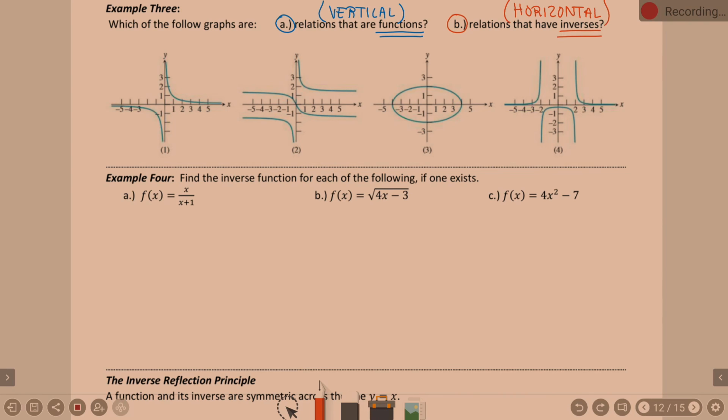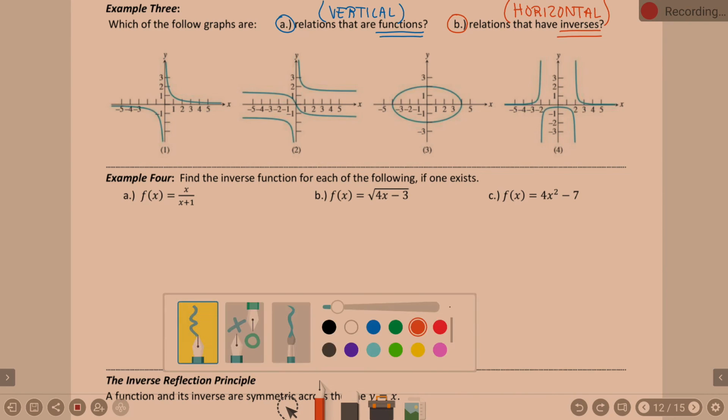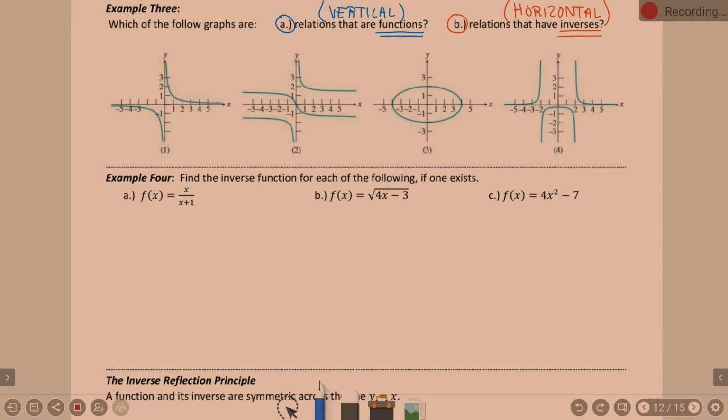Okay, you ready to give this a whirl? On example 1, we have a question A and a question B on each of these. So let's start with, on example 1, is this a function? Yes. It's a function, agreed? I can draw a vertical line here, I can draw a vertical line here. Any place I draw a vertical line, it's only going to pass through once, yes? So yes, it is a function.